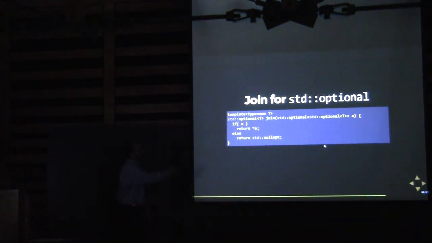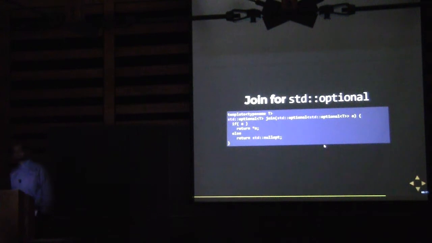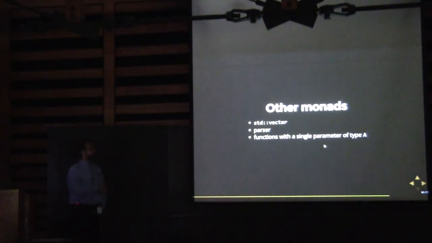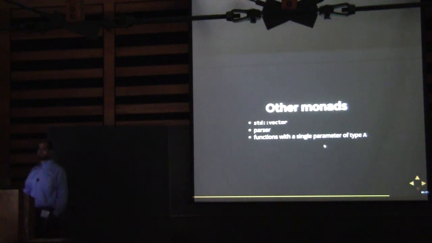Here's the implementation. Join takes in an optional of an optional of T. If it has a value, it'll return the thing on the inside. If it doesn't have a value, it just returns null opt. And we get the optional T. So we flatten it. That's all. It's pretty simple. There are other monads, like, yes?